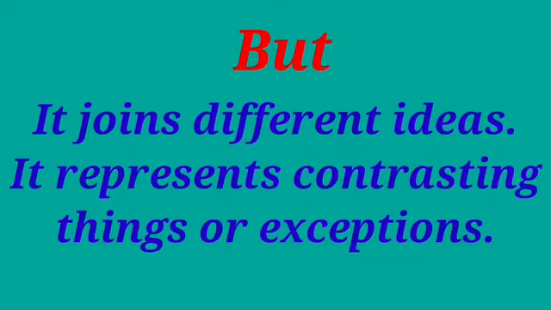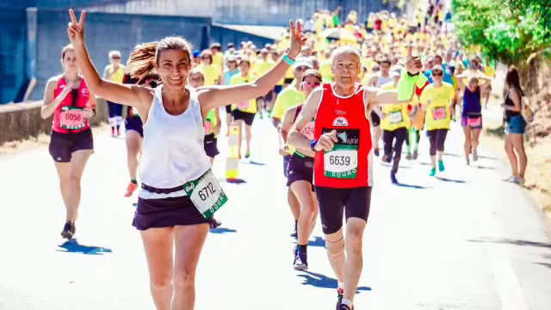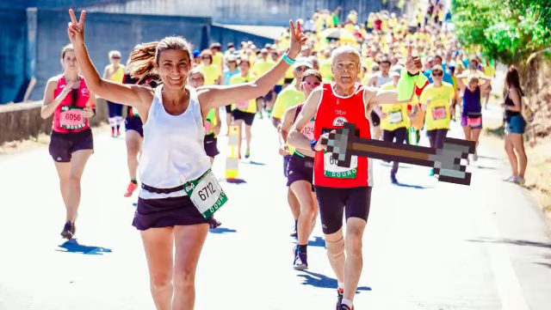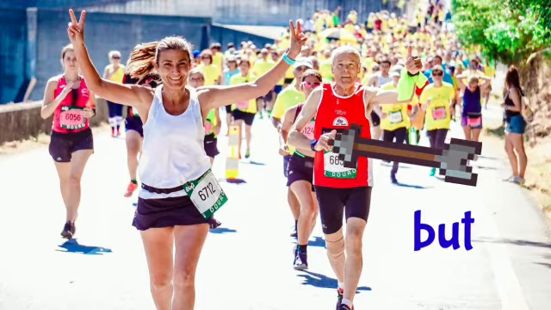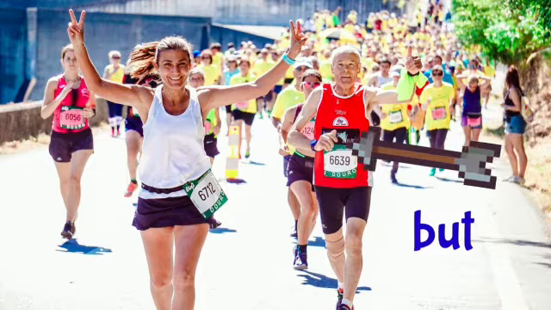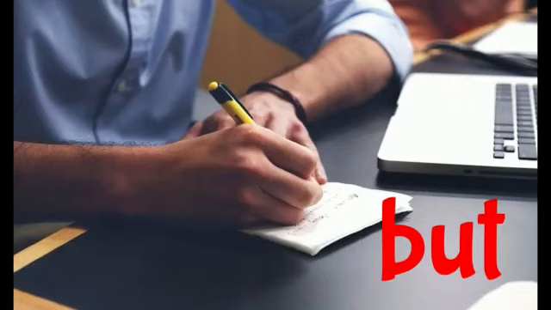But, it joins different ideas. It represents contrasting things or exceptions. For example, Mr. Tom ran fast, but he could not win the race. Mr. Dhoni batted well, but India lost the match. My uncle tried to recollect his friend's phone number, but he couldn't.